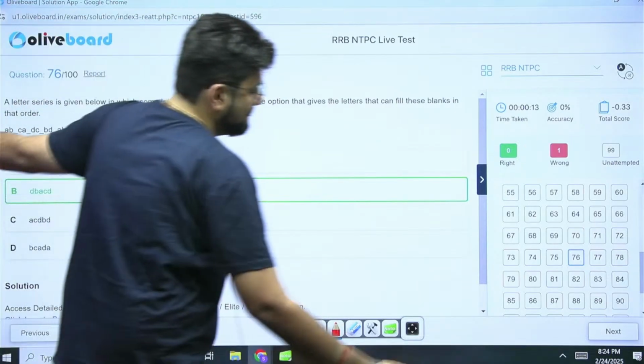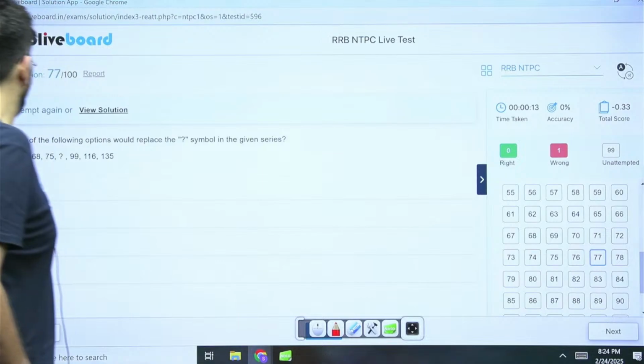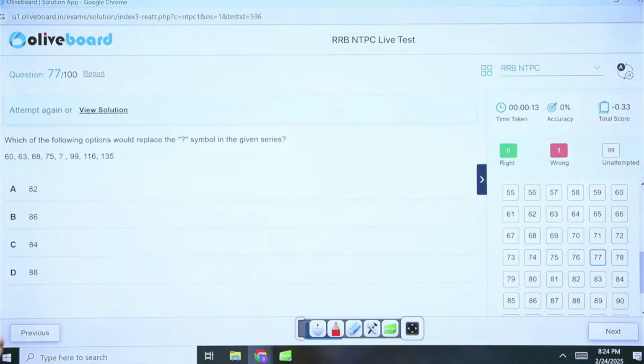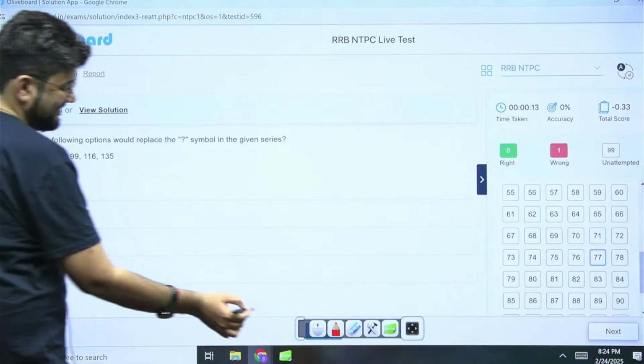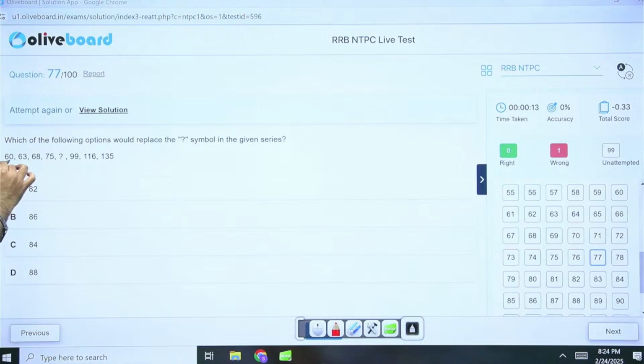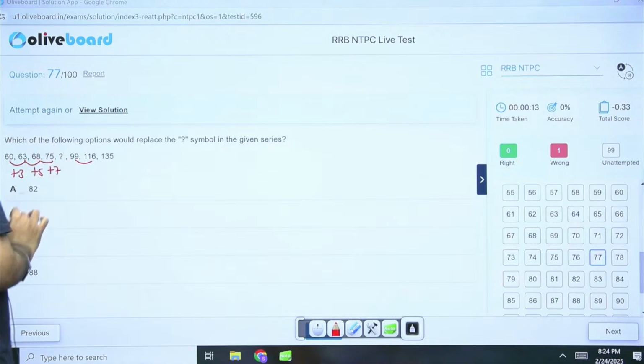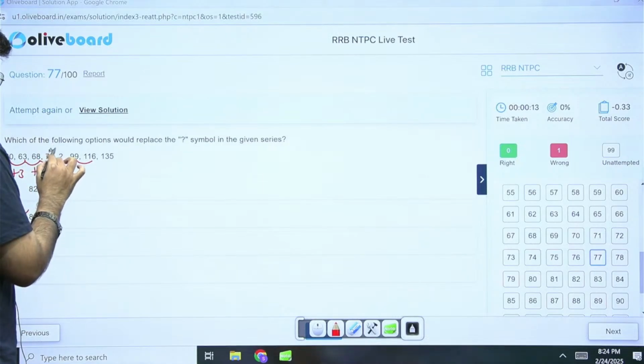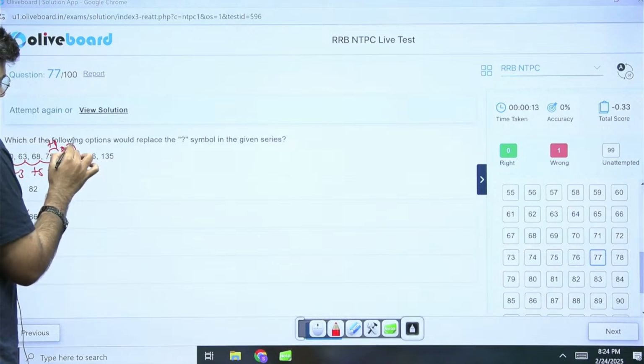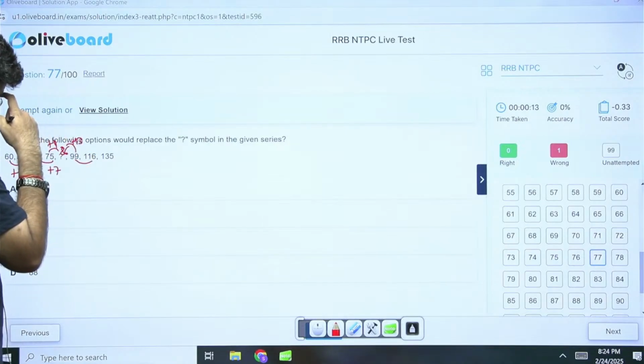77. Now what is happening here? Let's check the differences again. So we have plus 3, plus 5, plus 7. Plus 11 is 86, and 9 is plus 13. Yes, we have 86 as our answer. So plus 11 will give you 86, plus 13 will give you this, then plus 17.